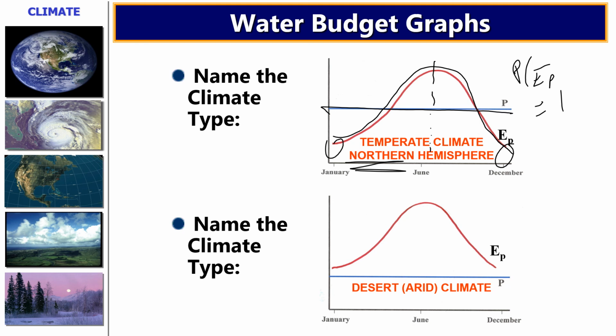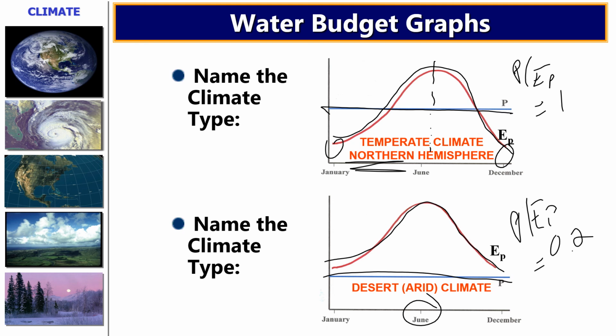Then my next one down, I have a PEP ratio that's probably around 0.2. So I have very little precipitation all year, and then I have higher amounts of evaporation potential all year. Again, this is the potential for evaporation because if the water's not there, you're not evaporating it. Again, this would be in the northern hemisphere because we're warmer in June, July, August, and colder in December.